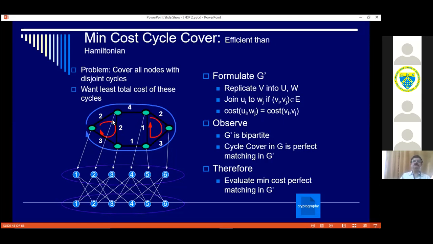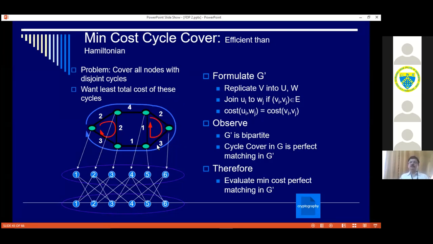Instead of that, if we choose 2 persons, the first person covers the first 3 vertices and the second person covers the remaining 3 vertices. The first person will require 7. The second person requires only 6, correct? So 6 plus 7 is 13. I'm getting less than that. So the job is also finished within 50% earlier, and the cost is also reduced. So this is nothing but a minimum cycle cover.